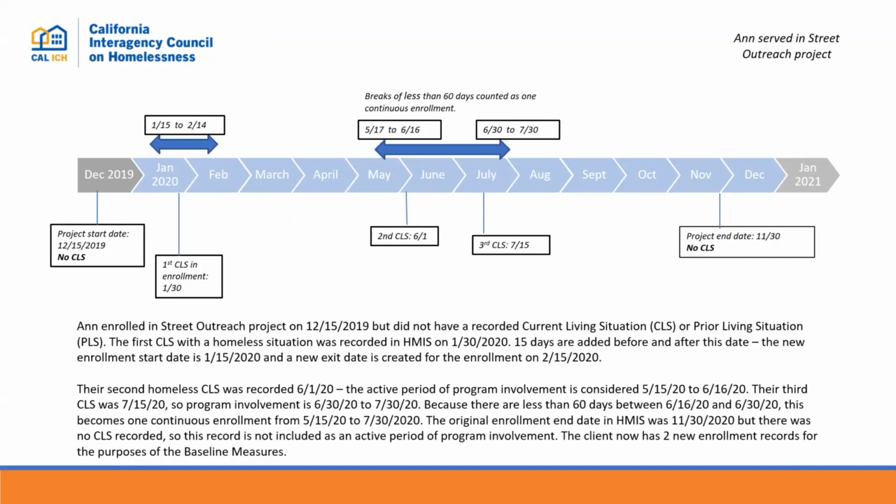The original enrollment end date in HMIS was November 30th, but there was no CLS recorded, so this record is not included as an active period of program involvement. The client now has 2 enrollment records for the purposes of the baseline measure, and all the days represented by the blue arrows are counted towards their length of time homeless.